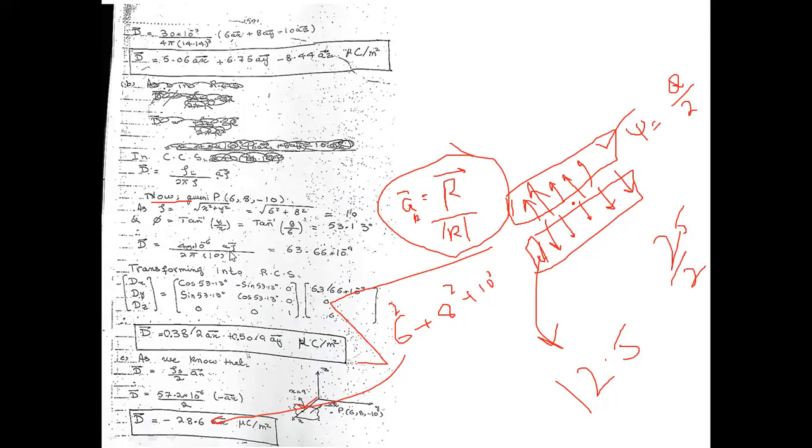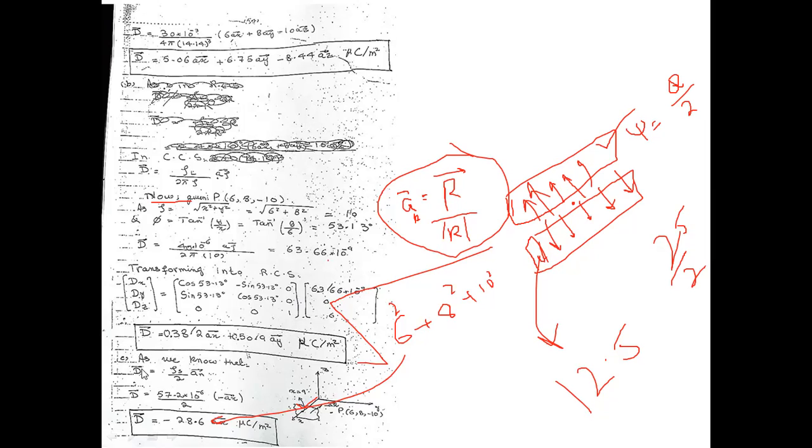So D will be equal to this. 2 pi, this is rho. So we will get 63.66 into 10 to the power minus 9 in the direction of a rho. Okay, so now dx, dy, dz, transforming into RCS. Now again transforming this into RCS. So cos phi, minus 1. This is the procedure of transforming from CCS to RCS. So we will get this is the dx value and this is the dy value, and dz is 0.